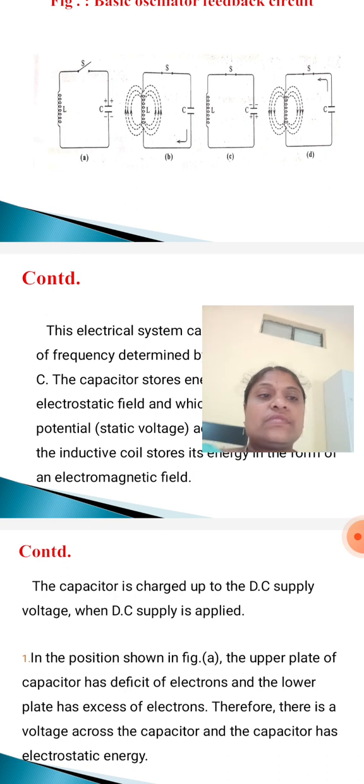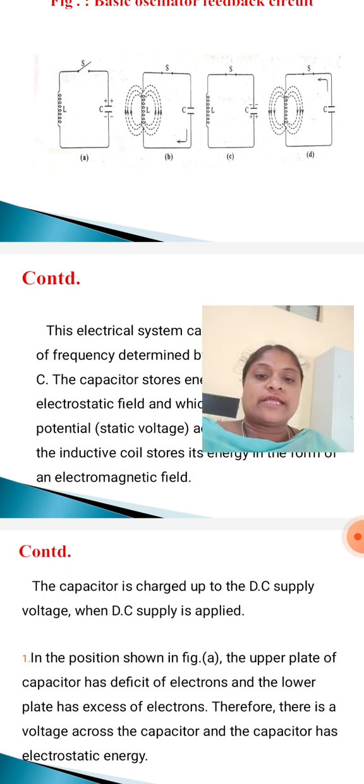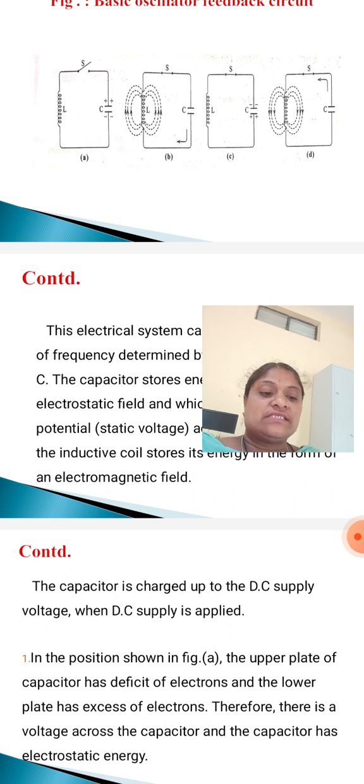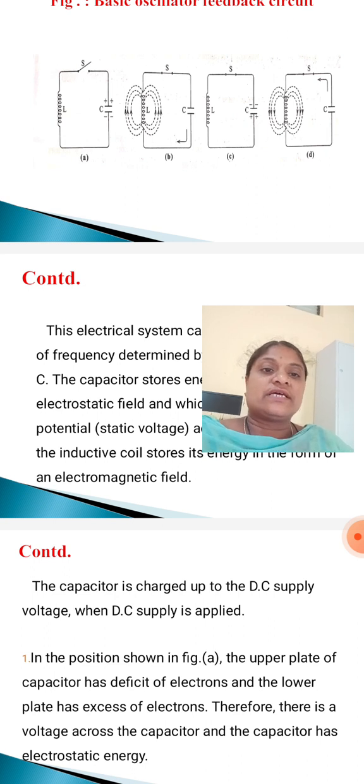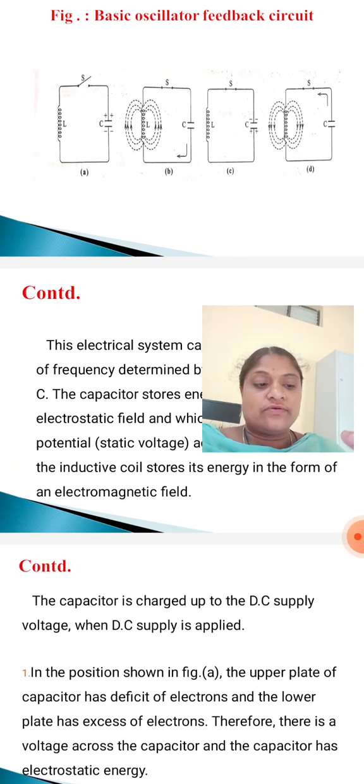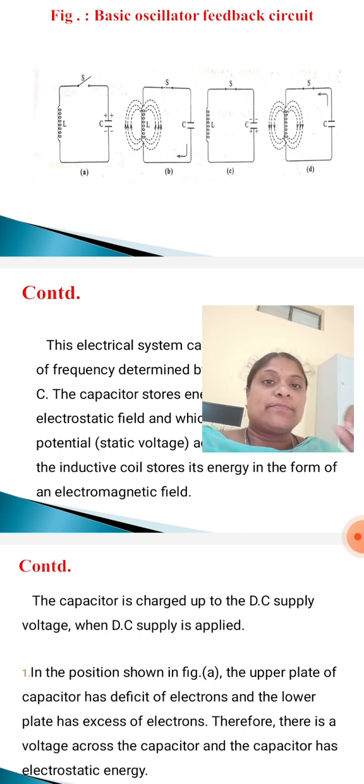Okay, next, second point: when the switch is closed as shown in figure B. Observe figure A, where the switch is open, but observe figure B. When the switch is closed, the capacitor will discharge through the inductance or inductive coil. The electron flow will be in the direction indicated by the arrow.